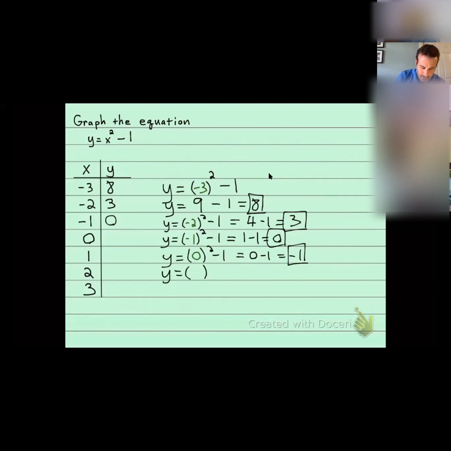Anybody get 1 already? What did you get for 1? 0. Okay. What did you get for 2? 3. What did you get for 3? 8. Okay. Do you want me to write them all out? I will.